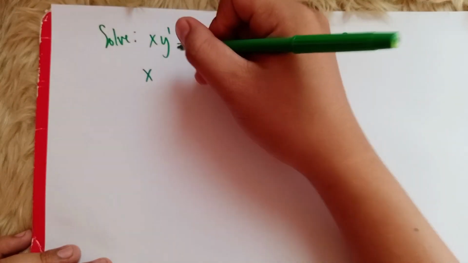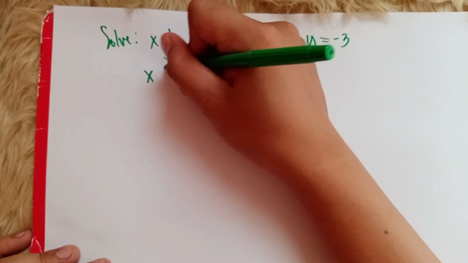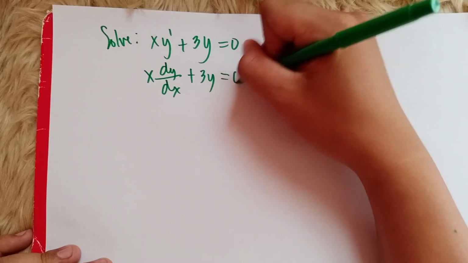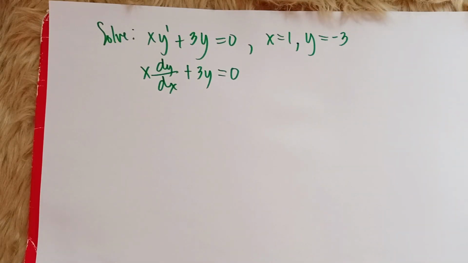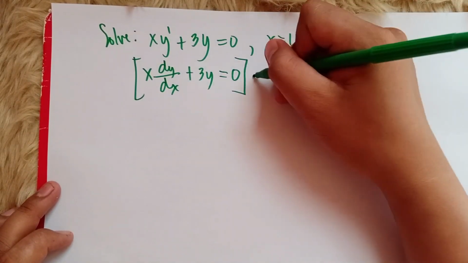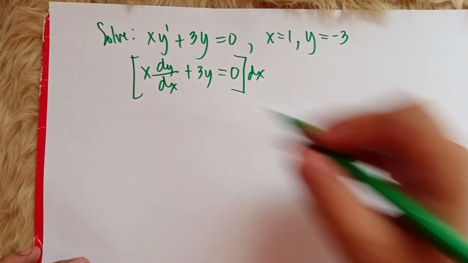So we can express y prime as dy divided by dx plus 3y equals 0. So, ang gagawin natin mga boss, separate natin yung variables. I-group natin lahat ng x variables sa isang grupo at saka sa isang grupo naman yung lahat ng y variables. So, we can multiply here dx to the whole equation to eliminate dx.